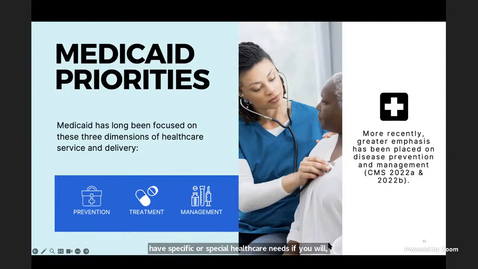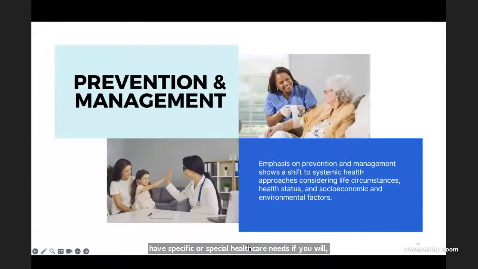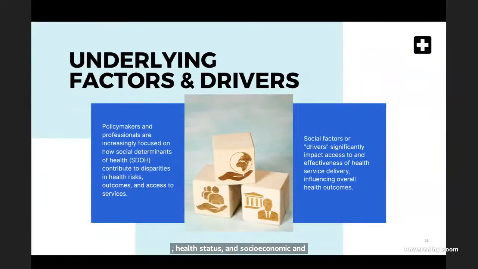And so as we start to realize, more emphasis is being placed on prevention and management, and this shows a shift to systematic health approaches considering life circumstances, health status, and socioeconomic and environmental factors. You know, this notion is wrapped up in what folks call the social determinants of health. And that is how different factors contribute to disparities in health risk, outcomes, and access to services.